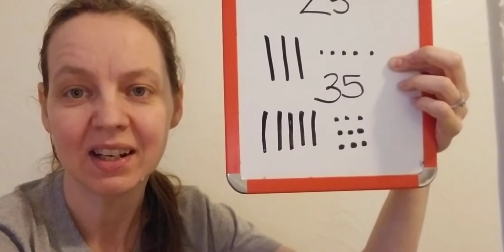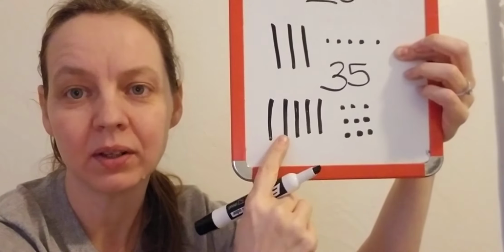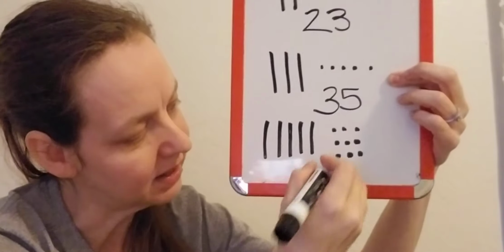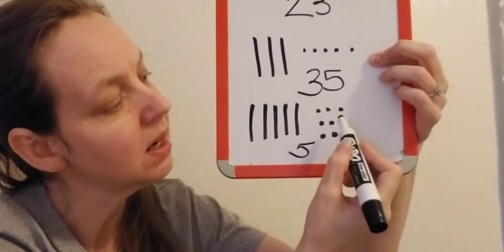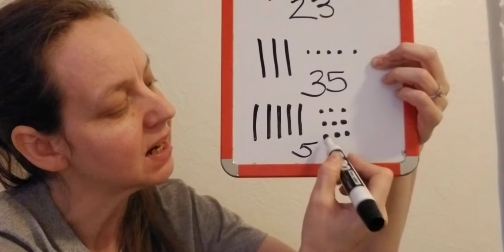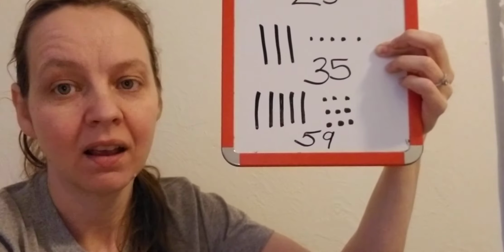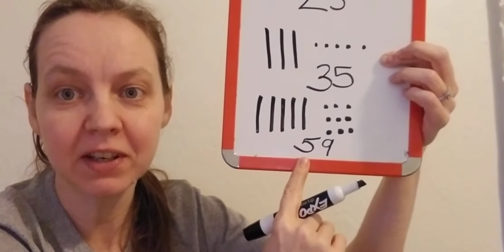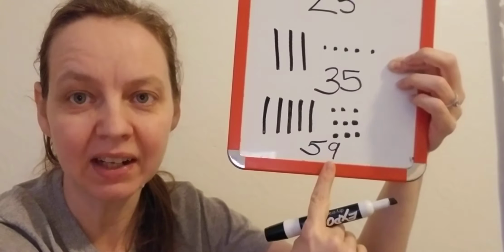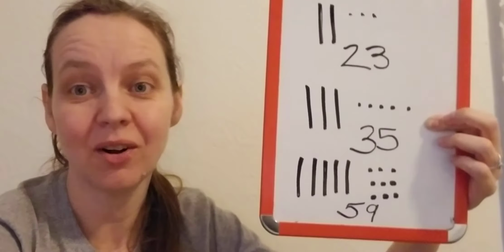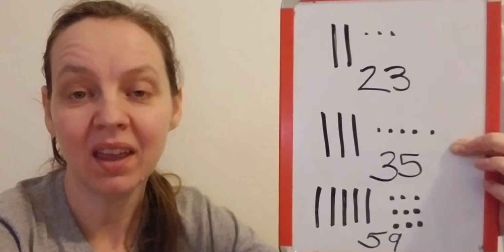35. Good. Now look down here at the bottom one. 1, 2, 3, 4, 5 10s. So I'm going to put a 5 first. And then how many 1s? 1, 2, 3, 4, 5, 6, 7, 8, 9. And we made the number 50 because if it starts with a 5, it's 50. 59. Good job. I know this is all new, so I hope that you got those correct.